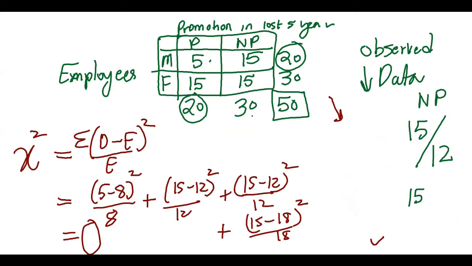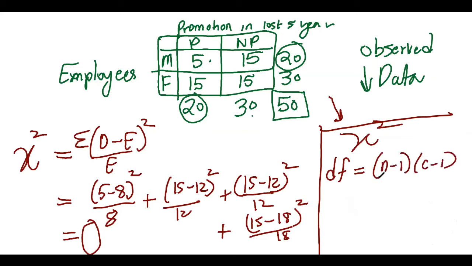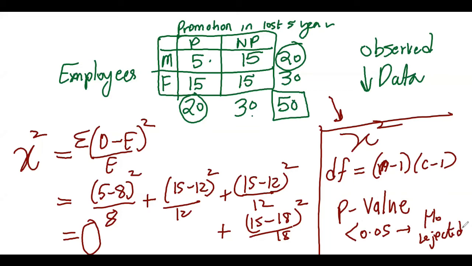Some basic concepts I'm going to tell you here. After calculating the chi-square value with the help of this formula, we calculate the degree of freedom. The degree of freedom of chi-square is number of rows minus 1 times number of columns minus 1, right? So this is the degree of freedom, and we find out the probability value. If the probability value is less than 0.05, it means the null hypothesis is rejected. So this is the logic of the chi-square test.